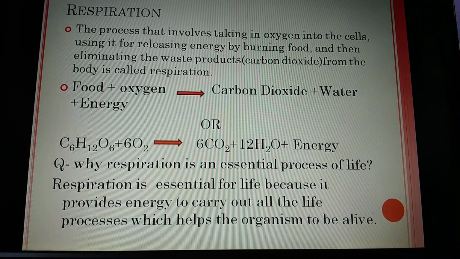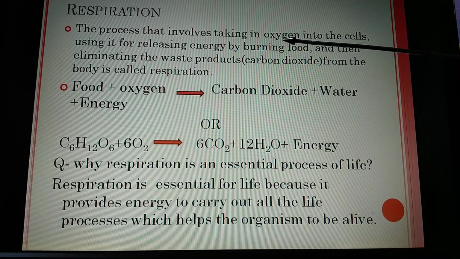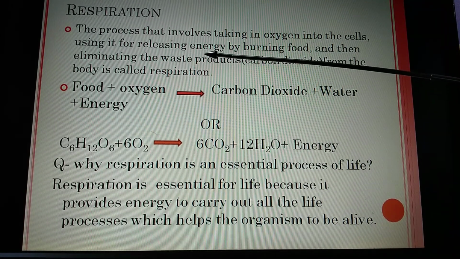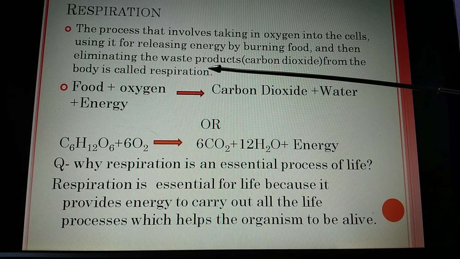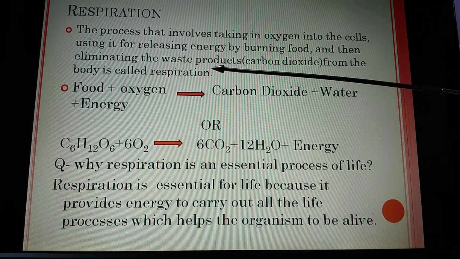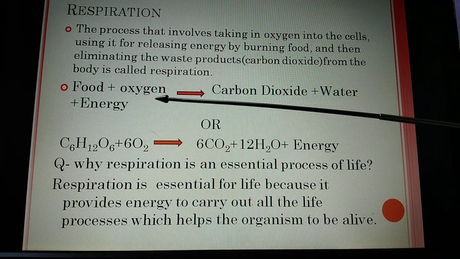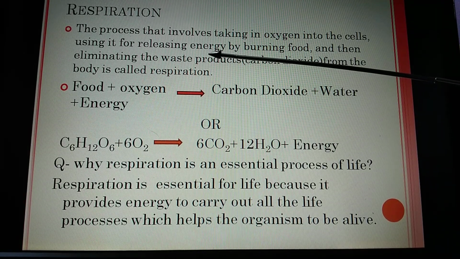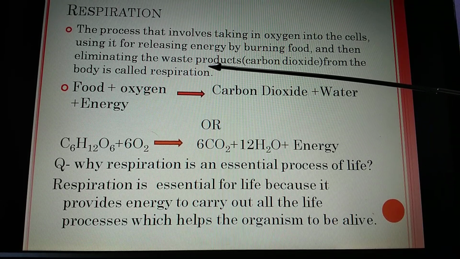Respiration. It is the process that involves taking in oxygen into the cells, and by the burning of food it releases energy, thereby eliminating the waste products in the form of carbon dioxide from the body. This process of release of energy from the cells is known as respiration.